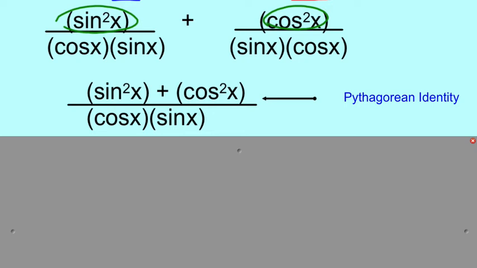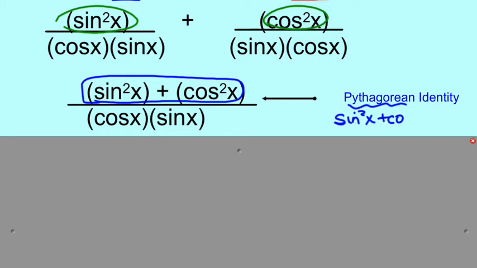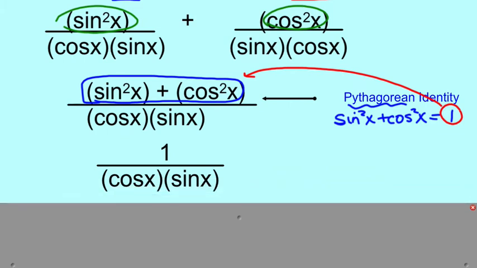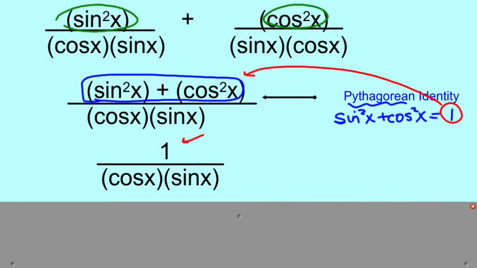Now let's look at this numerator. This numerator right here is the Pythagorean identity. Sine squared of x plus cosine squared of x. Find that on your formula sheet. What does it equal? It equals 1. So we can replace this whole thing with 1. So now we have 1 over the cosine of x times sine of x, because this is our Pythagorean identity. All right, we're almost there.